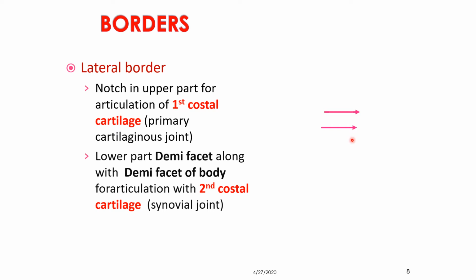Coming to the lateral border, it presents two notches. The upper one is for articulation with the first costal cartilage, and it forms the primary cartilaginous joint. The lower one is a demi-facet, which with a similar facet on the body of the sternum will form articulation with the second costal cartilage, which is a synovial joint.